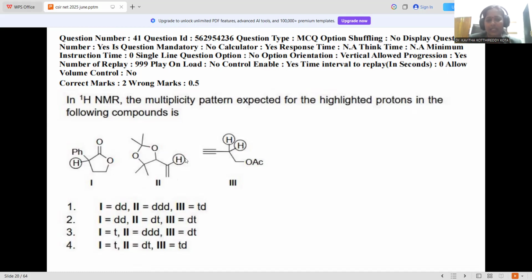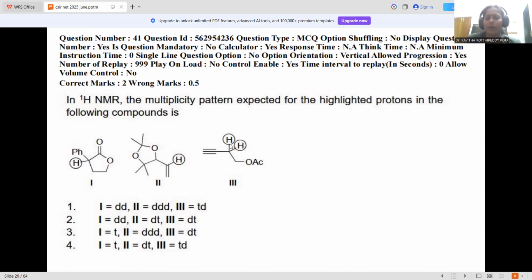One hydrogen is responsible for a doublet, another hydrogen for a doublet as well. So here is the hydrogen doublet, here is the hydrogen doublet, here is the hydrogen doublet. Total 3 doublets are possible for the compound number 2. So here compound 2: doublet, doublet, doublet. So 3 doublets are possible.